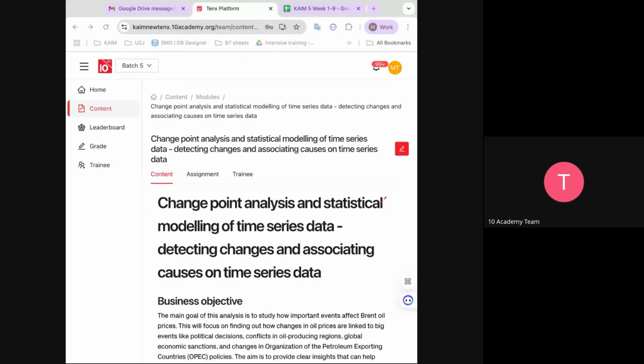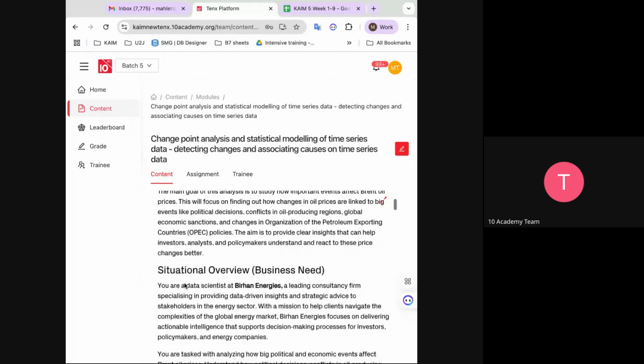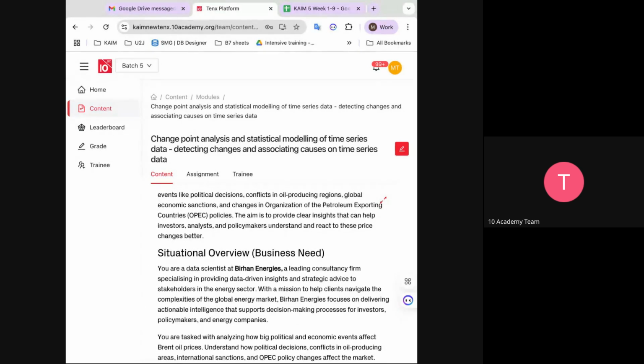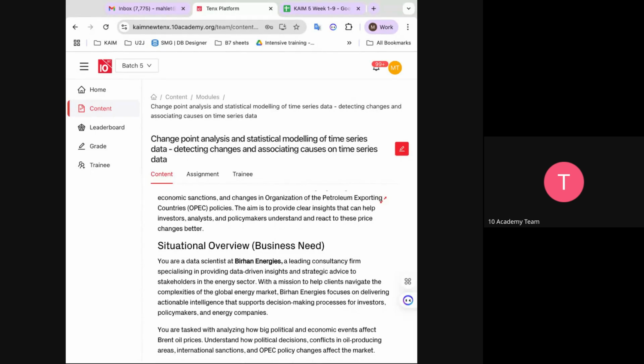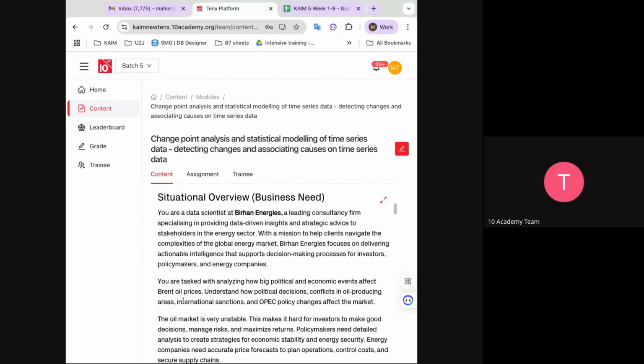So, as a data analyst for this week's challenge, you will work on Brahan Energy's problem. It is a leading consultancy firm that gives strategic advice to stakeholders in the energy sector, with the mission to help clients navigate this complex global energy market. Brahan Energy focuses on delivering actionable intelligence to support the decision-making process.